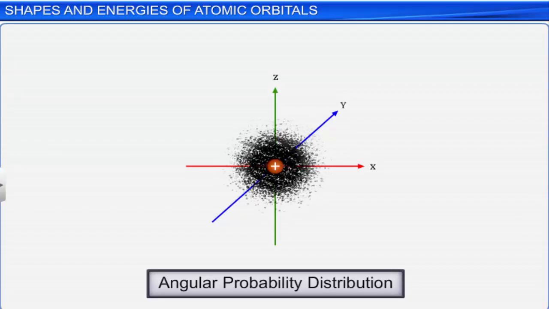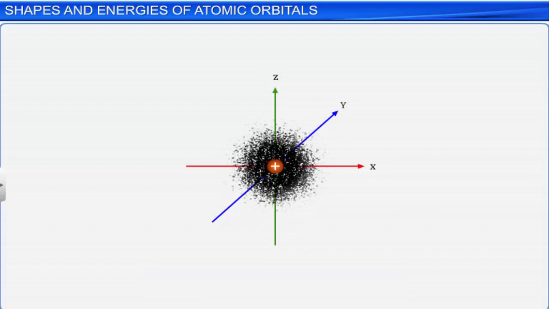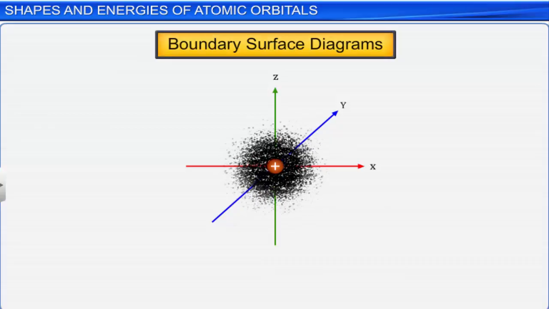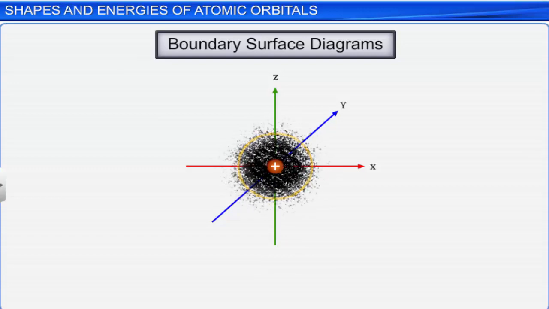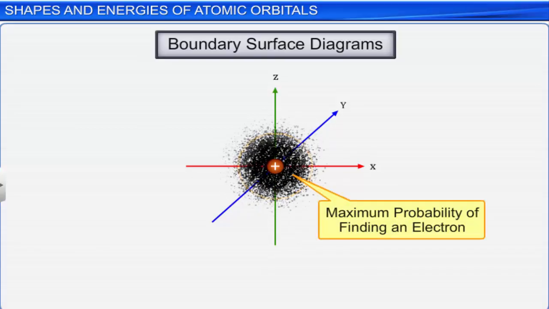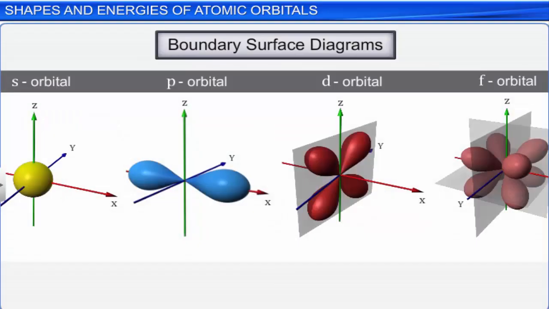On the other hand, the probability of finding an electron in a particular direction or angle is called angular probability distribution. The probability of finding an electron in a particular direction or angle can be depicted by boundary surface diagrams. The boundary is drawn where the probability density remains fairly constant. The region inside the boundary surface depicts the orbital where the probability of finding an electron is maximum, that is, about 90%. The boundary surface diagrams define the shapes of various orbitals.